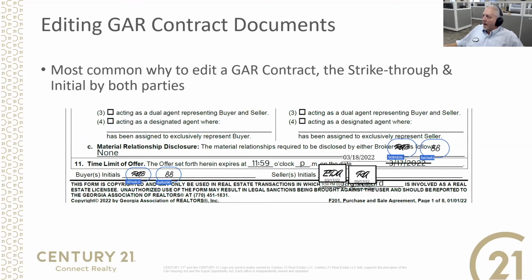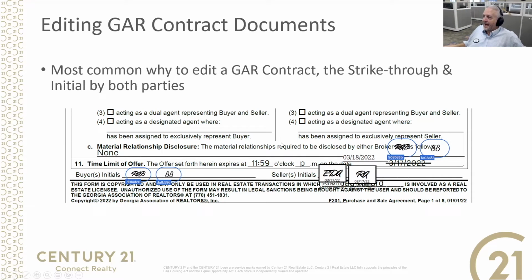There we go. All right, so by far the most common way to edit a GAR contract before it has been bound is through the strike through and initial by both parties. All right, so we're going to talk about this. We're going to talk about some examples of this. I'm going to show you some examples, and I am curious about something. I want you guys to take a look at the samples that I have put into this demonstration. By the way, these are real world excerpts of true contracts.